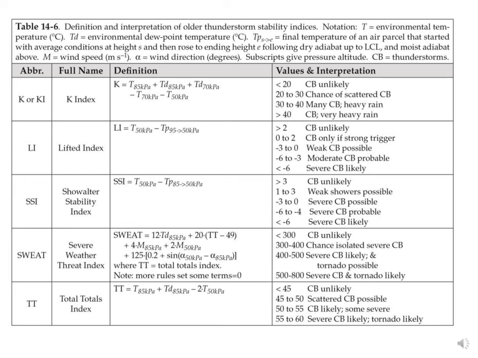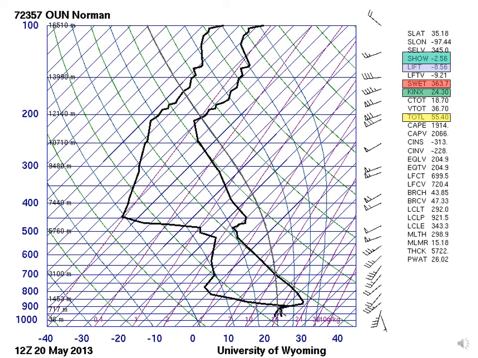So Stull has this summary of all of these stability indices in table 14-6, which is reproduced here. And so now we've talked about all of these: the K index, the lifted index, the Showalter index, the severe weather index, and the total totals index. And here we're bringing it back full circle. This happens to be the Norman, Oklahoma sounding from May 20th of 2013. And I wanted to highlight the calculated stability indices that are shown on the right.